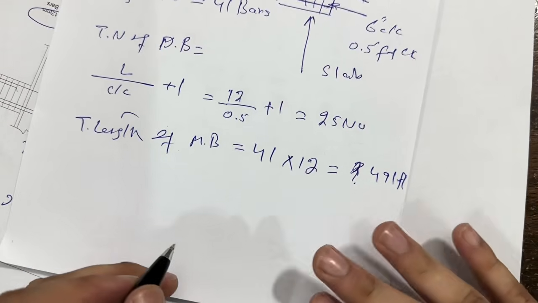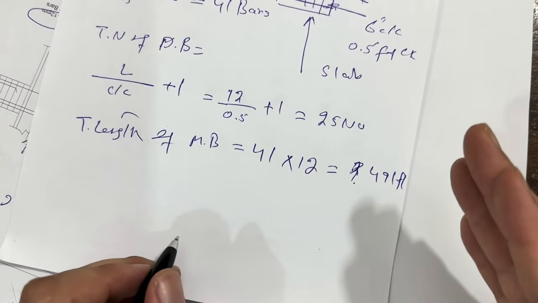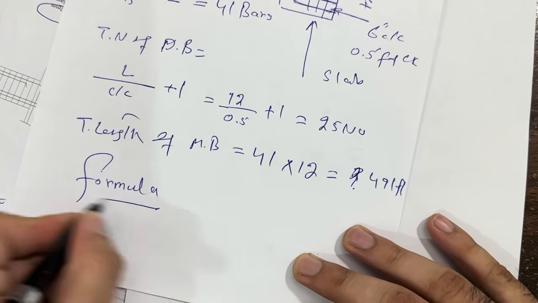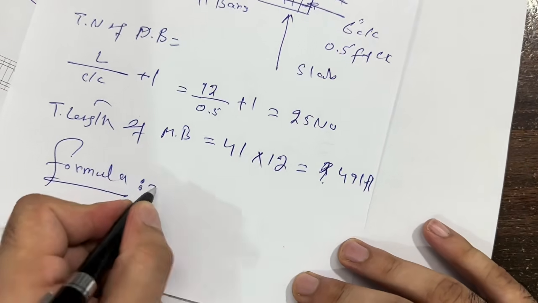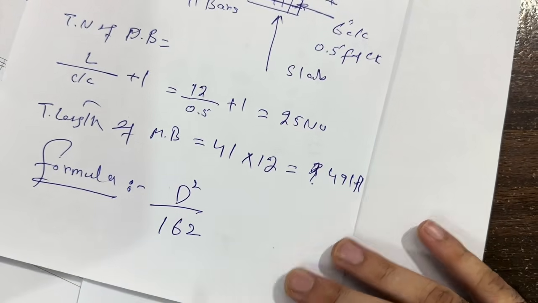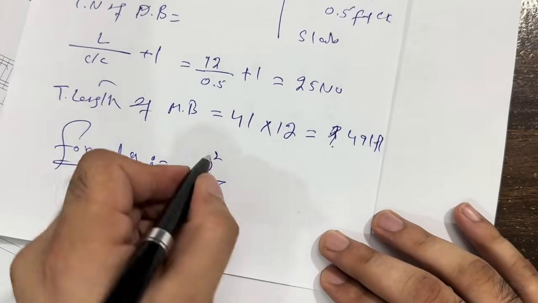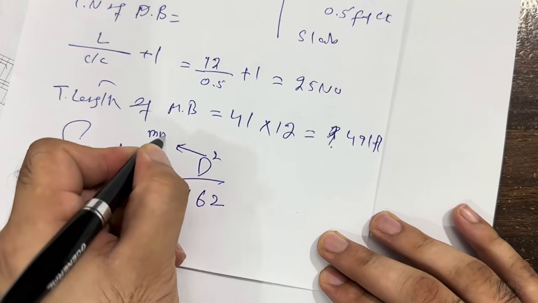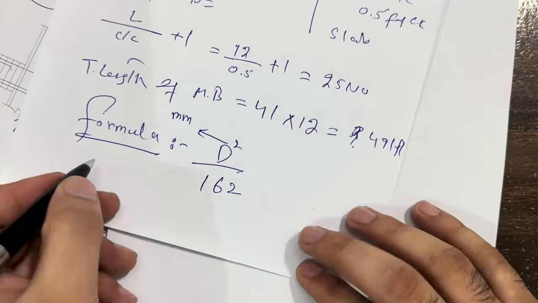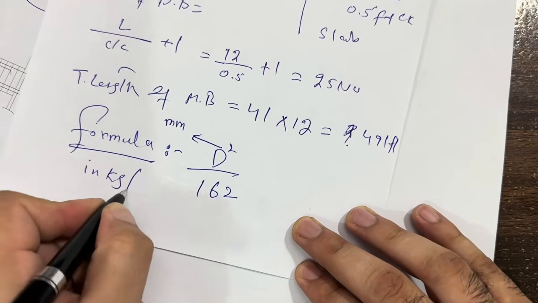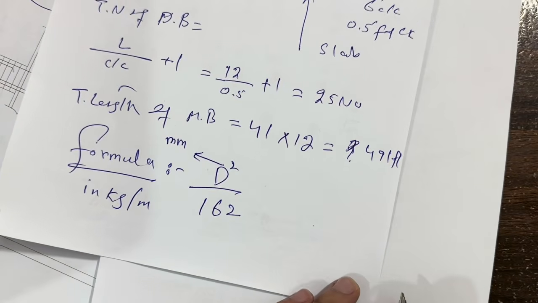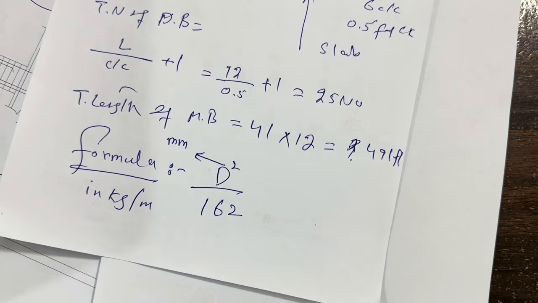Now how can you calculate it, or what is the formula? The formula is here. This is the formula to find the weight of steel, which is d square divided by 162. But remember, d square should be in millimeter, right? Here it will give us the weight of steel in kg per meter. This is very important to know. So first of all, you will do the calculation.